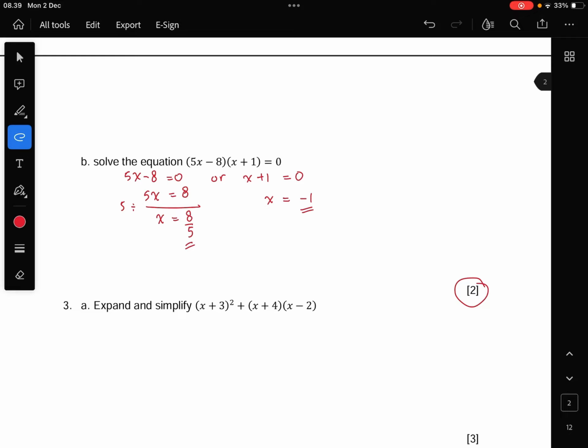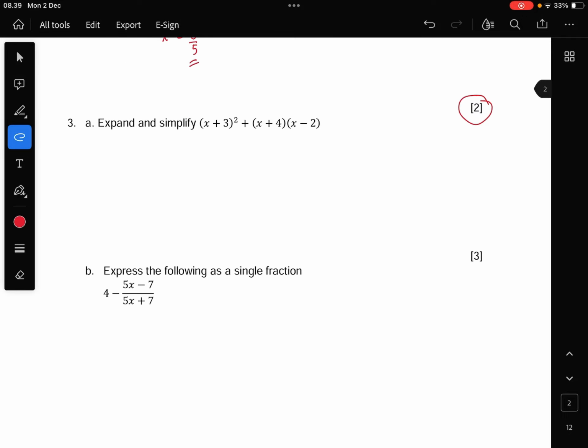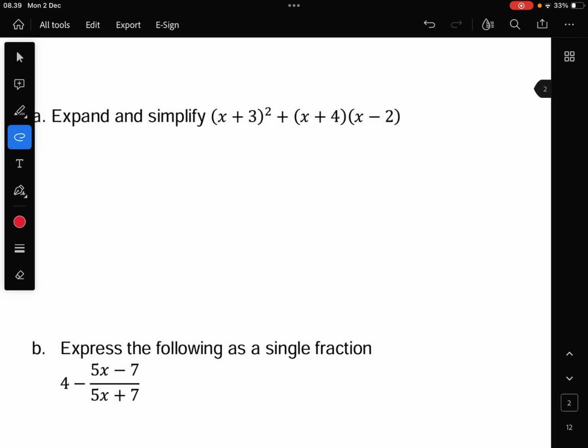Okay. Now let's move on to number 3A. We need to expand and simplify. This square means you will have x plus 3, x plus 3. You multiply it. Do the rainbow multiplication: x multiplied by x, and x multiplied by 3. So you will have x squared plus 3x. And you do this one at the back: 3 multiplied by x, 3 multiplied by 3. So you have 3x plus 9.